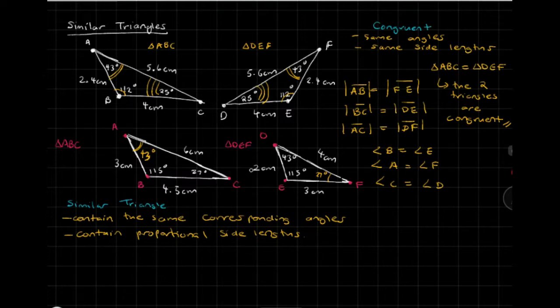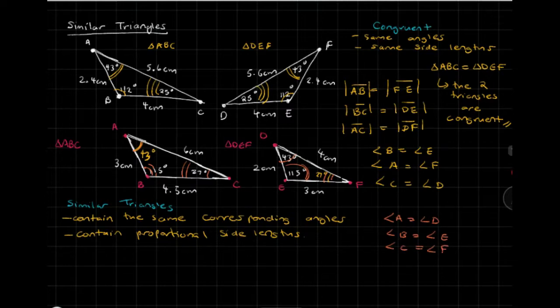So in both cases, you can see that the angles are the same. In that sense, we know that they can potentially be similar triangles, because similar triangles have to have the same corresponding angles. The 43 degrees here corresponds with this, this angle corresponds with this, and this angle corresponds with this. So angle A is equal to angle D, angle B is equal to angle E, and angle C is equal to angle F. Okay, so we understand that.